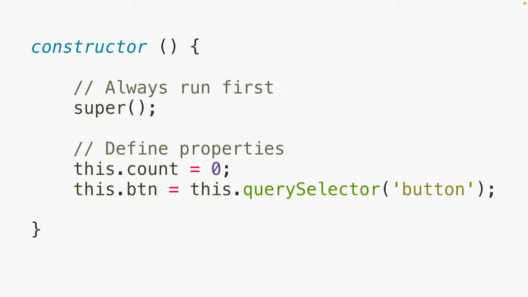Here, I'm defining a count property, and that's going to be unique to each custom count up element. So if we had more than one, each one gets its own unique count property. And I'm also going to assign a button property, and I want to find the button that needs to get clicked. To do that, I can use the query selector method on this, on the custom element itself. So I don't have to use some more complicated method for finding the correct button that goes with each instance.